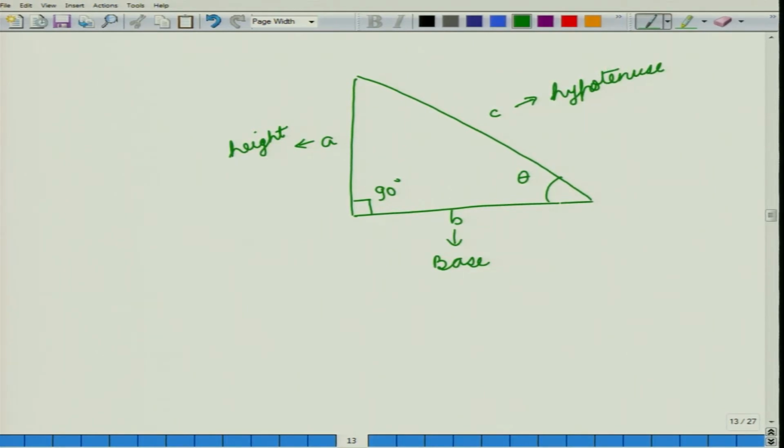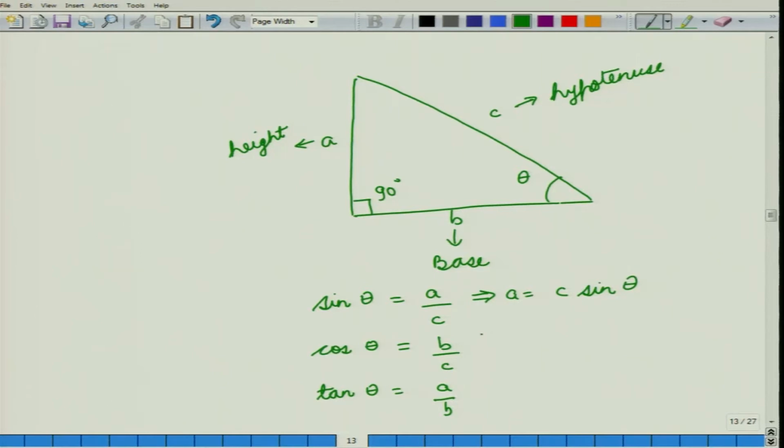Now, the basic relations of trigonometry are like this: sin theta is equal to A upon C, cos theta or the cosine of theta is equal to B upon C, and tan theta is equal to A upon B. So, essentially A equals C sin theta, B equals C cos theta and A is also equal to B tan theta.